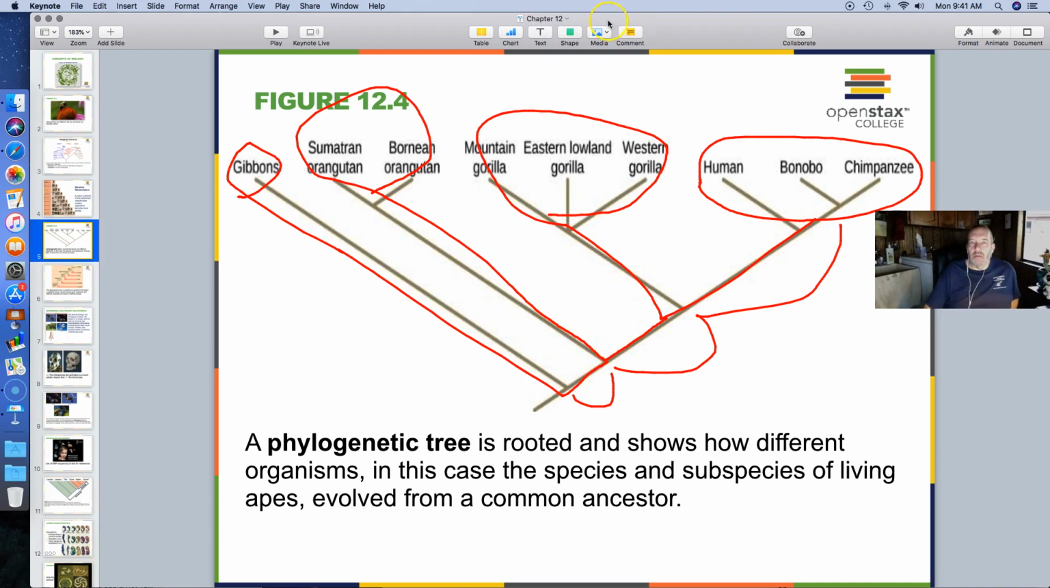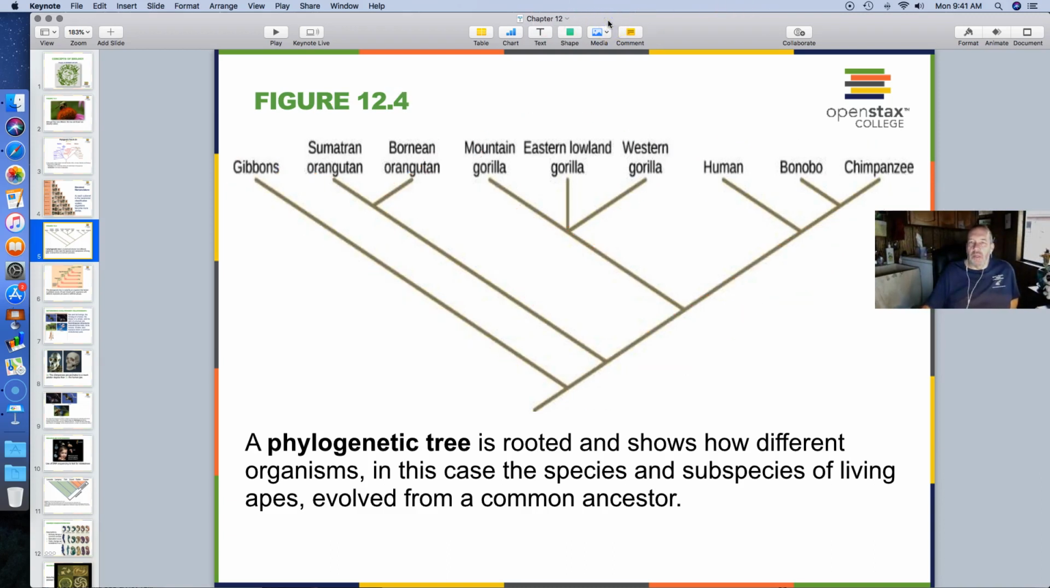So again, this is just a good way to visually see relatedness. On this, we zoom into ours again. We're actually more closely related to the bonobos than we even are the chimpanzee, because again, they branch closer to each other.